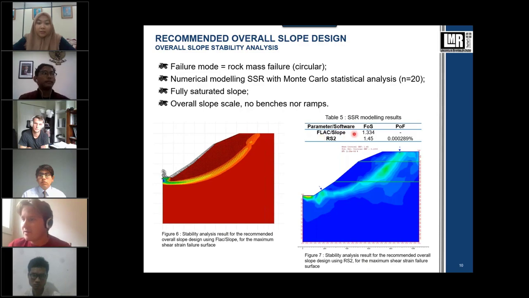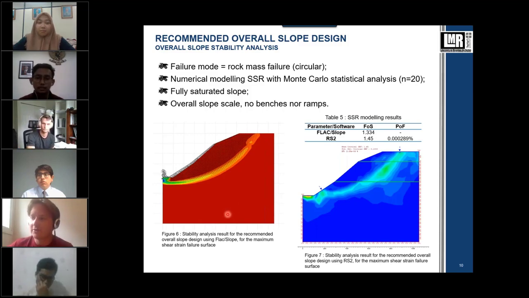Table 5 here presents the result for the analysis of the recommended overall slope design. As you can see, all the stability criteria were met. Figures 6 and 7 right here present the rupture surface of the analysis, which represents the maximum shear strength failure surface of a deep circular rock mass rupture. On the left here, we have the analysis for Flat Slope, and on the right, we have RS2. Flat Slope used a coarse mesh grid, and RS2 used a 300 mesh grid.